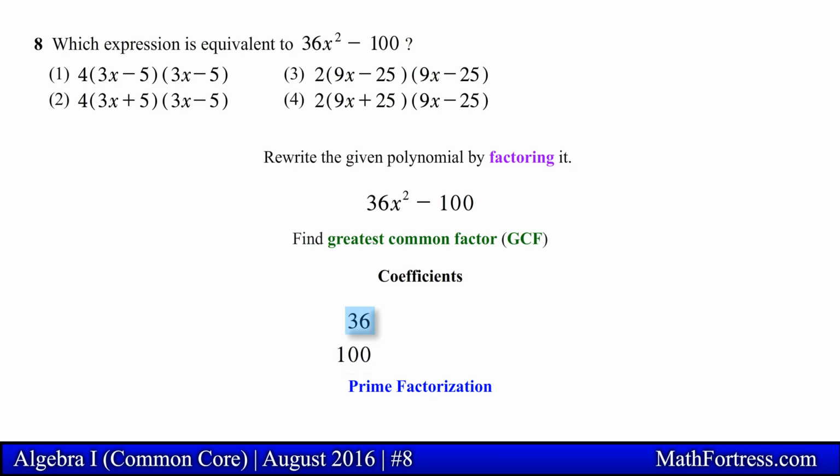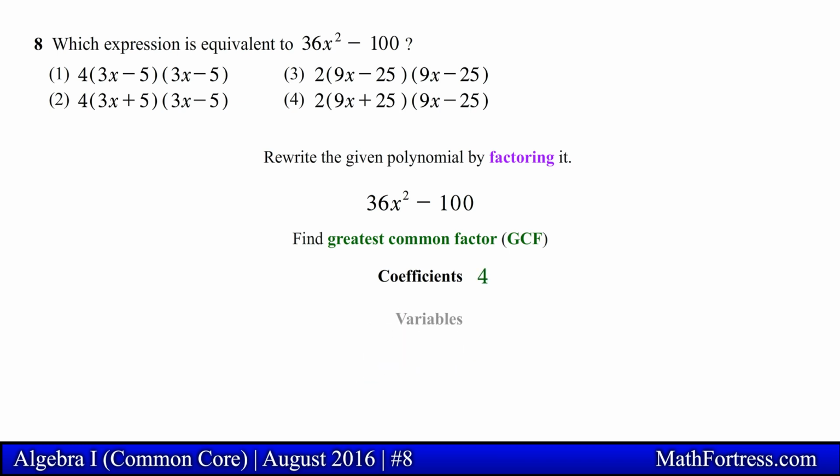The prime factorization of 36 is 2 times 2 times 3 times 3. The prime factorization of 100 is 2 times 2 times 5 times 5. Both numbers have 2 times 2 in common, so the greatest common coefficient is 4.